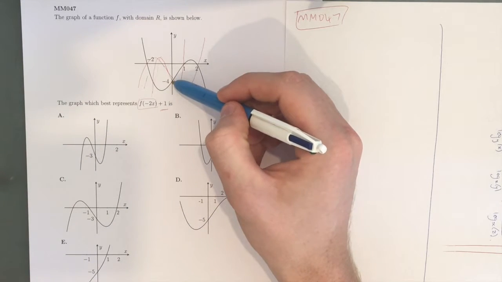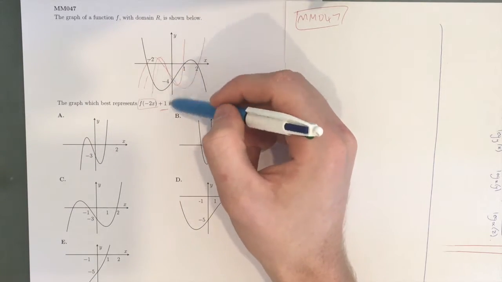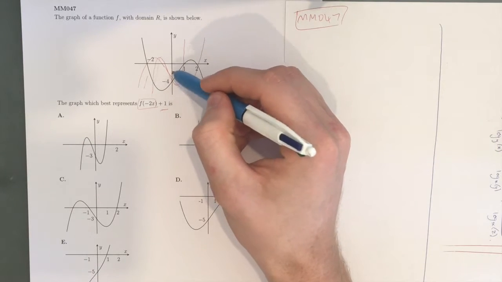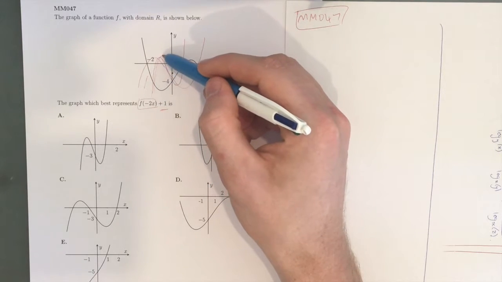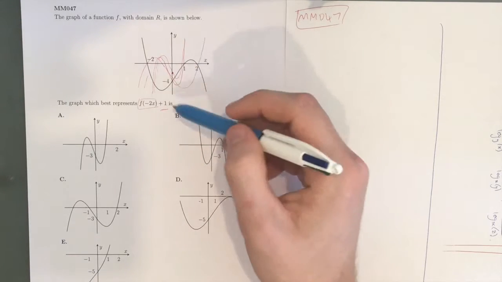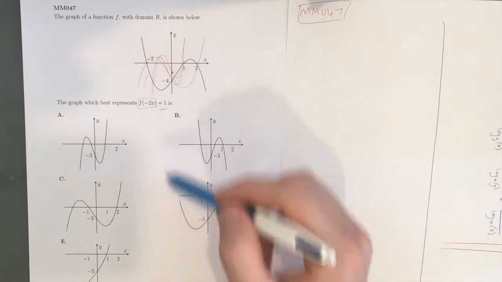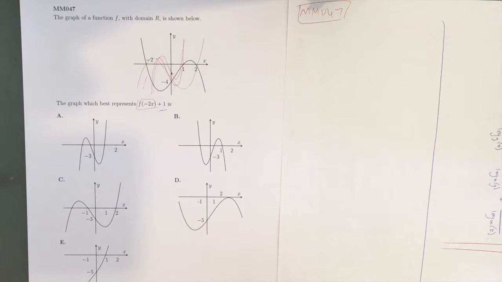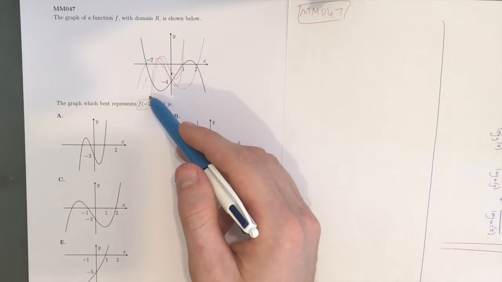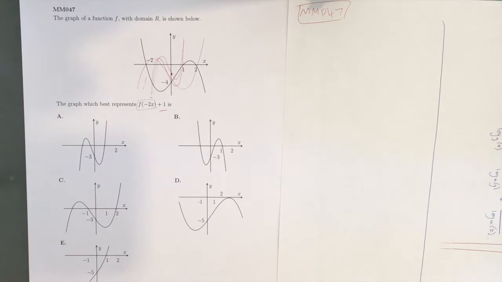So this is currently going through negative 4. However, with a plus 1, it would actually be going through negative 3. So it would come up like this, come through negative 3, and go back up again in that skinny sort of path, which we just look at the graphs on here and see which one corresponds to that. A is our closest answer.